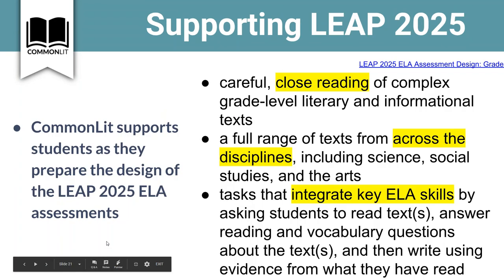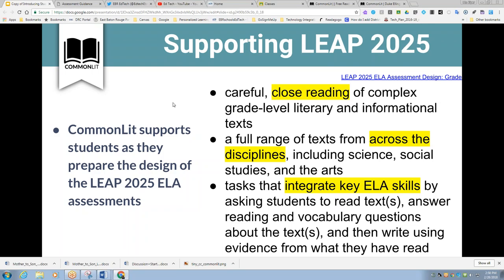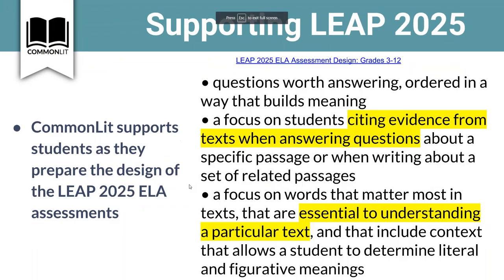CommonLit also supports our students as they prepare for the design of LEAP 2025 ELA assessments, and that's here in Louisiana. So going to our LEAP 2025 assessment design, this is for grades 3 through 12. You can provide students with practice and with assignments that mirror many of the features of the LEAP 2025 assessment, because CommonLit focuses on close reading, reading a full range of texts across disciplines, also integrating the key ELA skills together and not working with skills separately. CommonLit supports building questions worth answering, citing evidence from texts when answering questions about passages, and also CommonLit questions focus on words that matter most in texts.